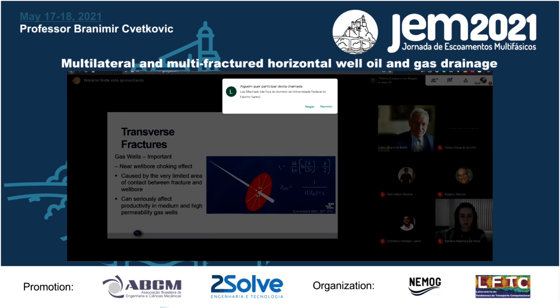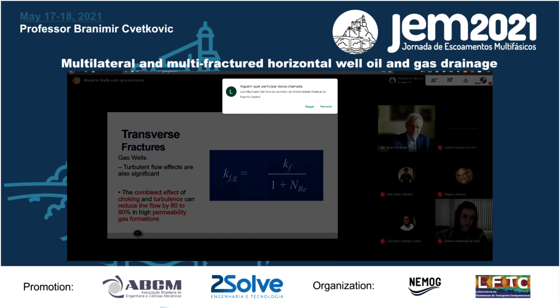So here is the transverse fracture. This is the gas well. Near the wellbore, we are getting choking effects. This is the most important thing because you have a huge pressure drop here. This pressure drop causes some difficulties, and you are not going to produce as expected, as you would with the longitudinal fracture. It can also have serious effects in medium and high permeability gas wells. That was done by Economides and Martin.